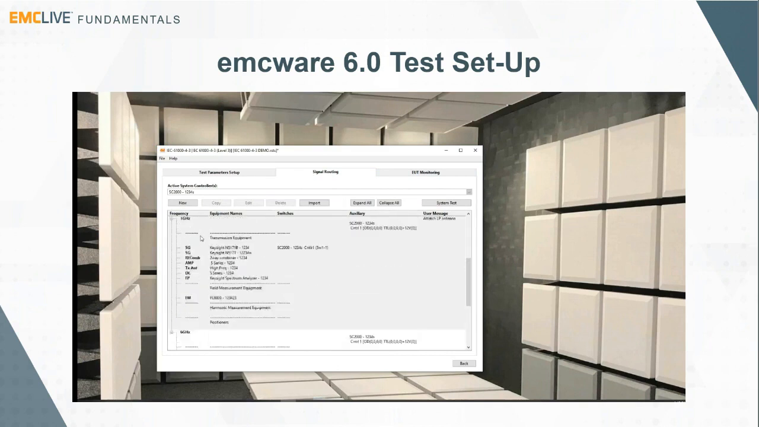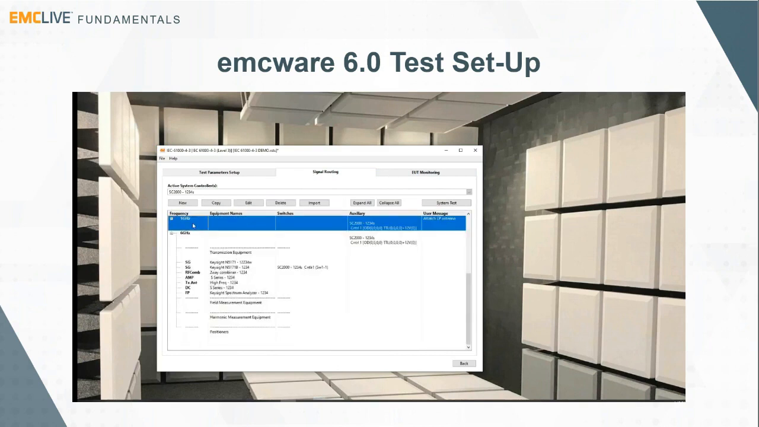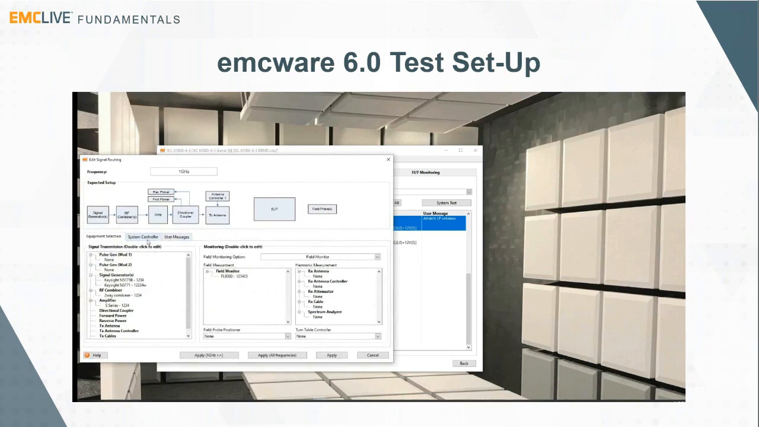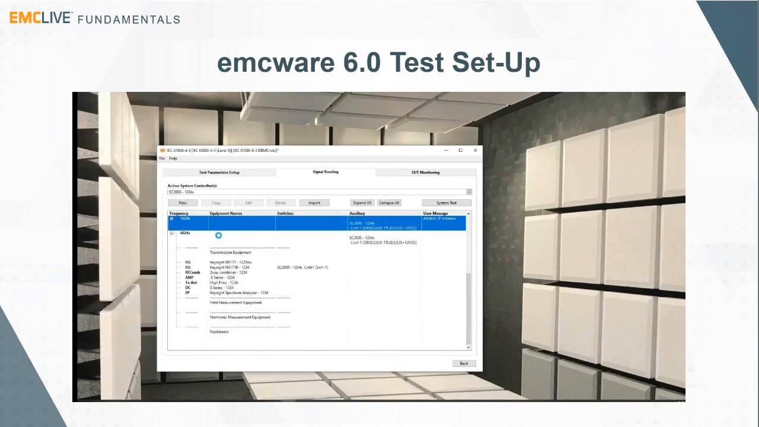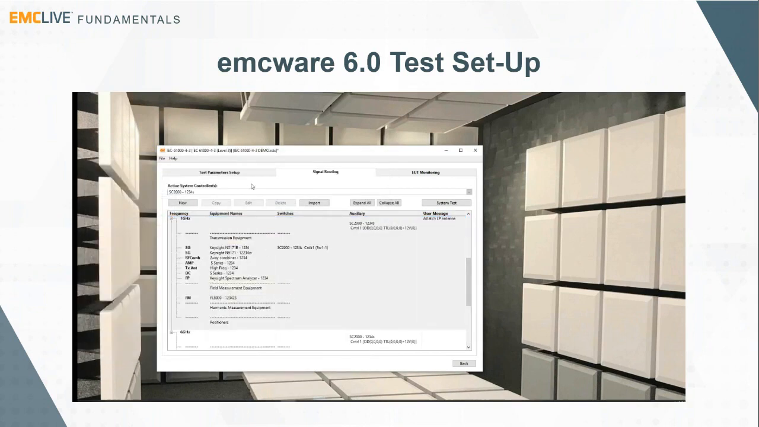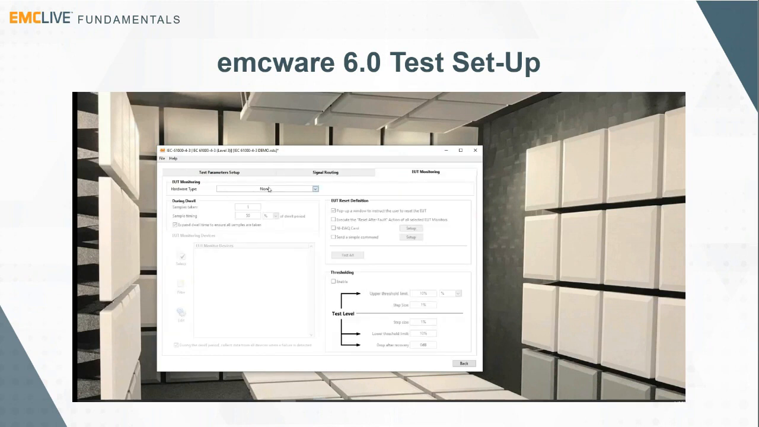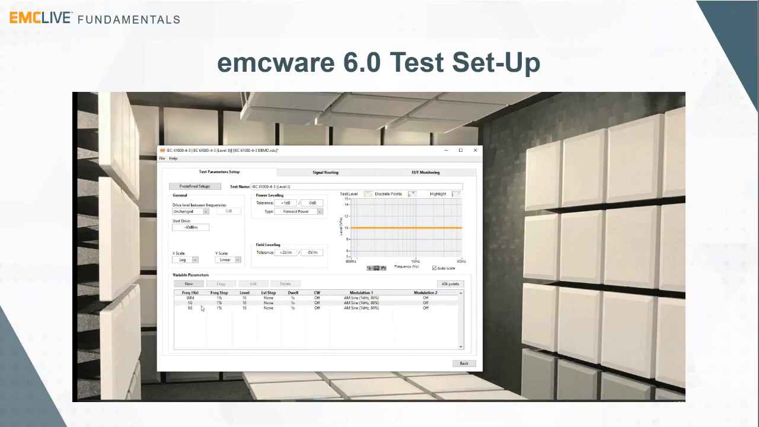That's done in the signal routing tab. We can also put in a user message to tell the user at this point, if it's not automated, to switch antennas. The EUT monitoring tab will allow you to enter an automated EUT monitor or manual controls.